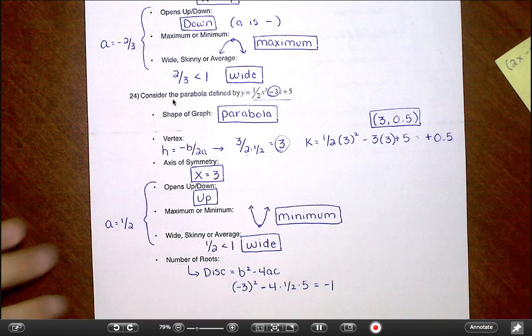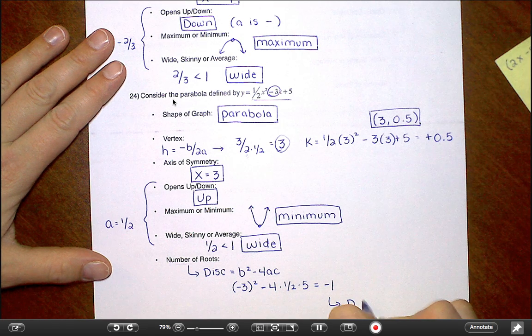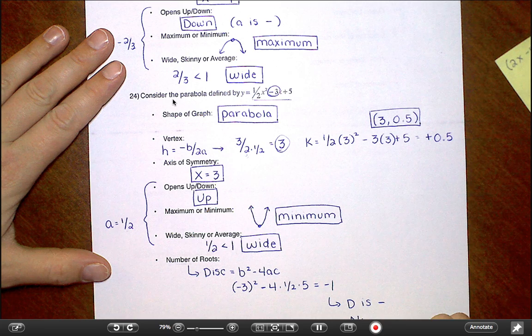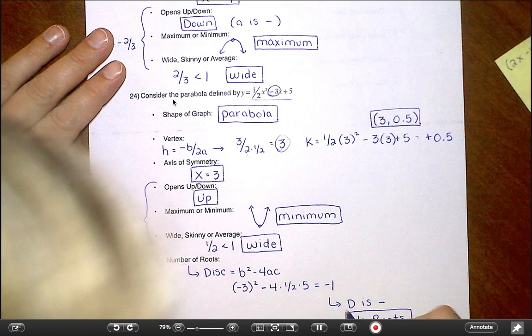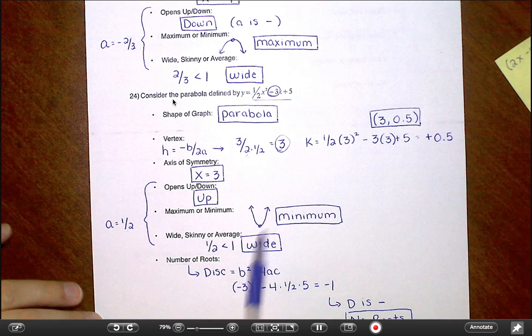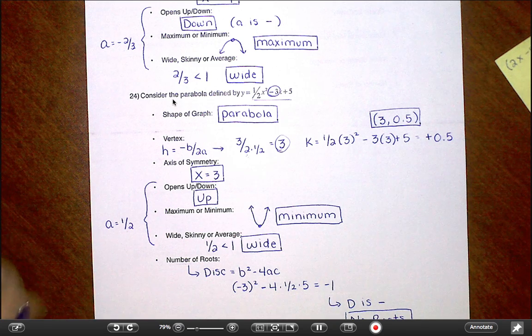A negative discriminant means I have no real roots, because remember, I'm not going to be able to take a square root of that. So if I looked at a graph of this parabola, I would find that this one is not touching the x-axis at all because that discriminant is negative. Oh, I'm sorry. Didn't realize you couldn't see that.